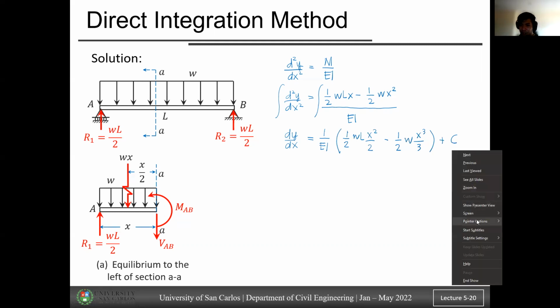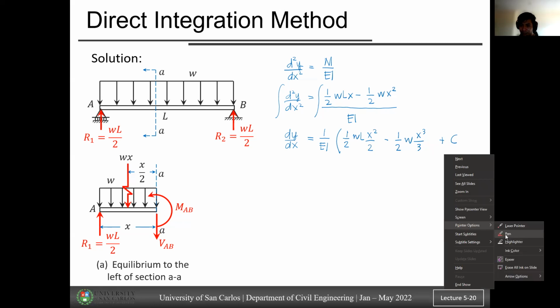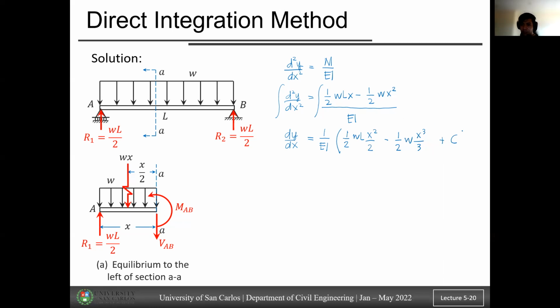Or you may include C altogether. Okay. So this would be the first integration. So next we integrate again. Now this time our dy over dx is now y. y equals 1 over EI.